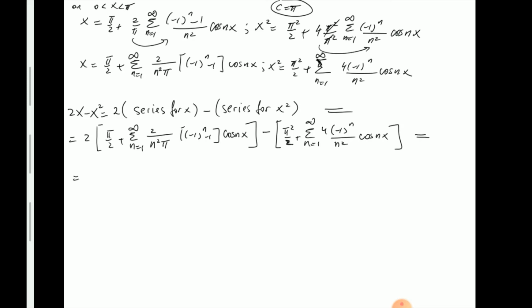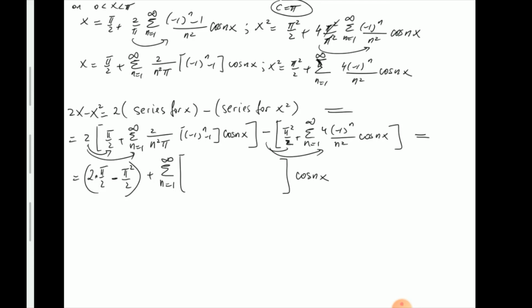So now we're going to combine these terms, right? So it's 2 times pi over 2, coming from distributing the 2 here, and then we're going to distribute the minus as well. So 2 times pi over 2 minus pi squared over 2. That's the first term. And then when we combine the summations, there's going to be a big term here multiplied by cosine of nx. So look carefully.